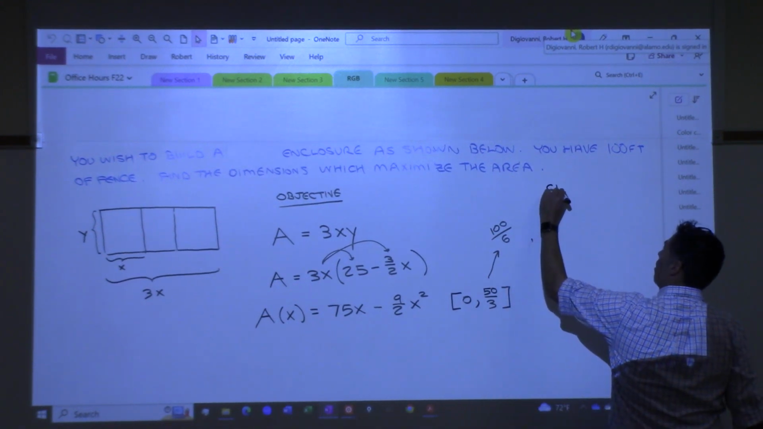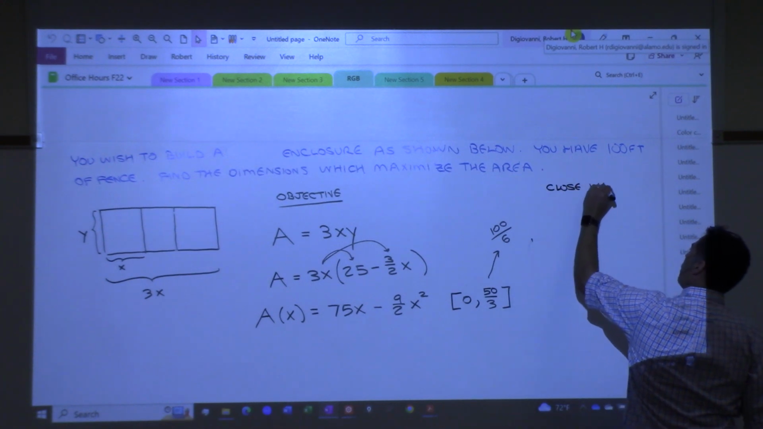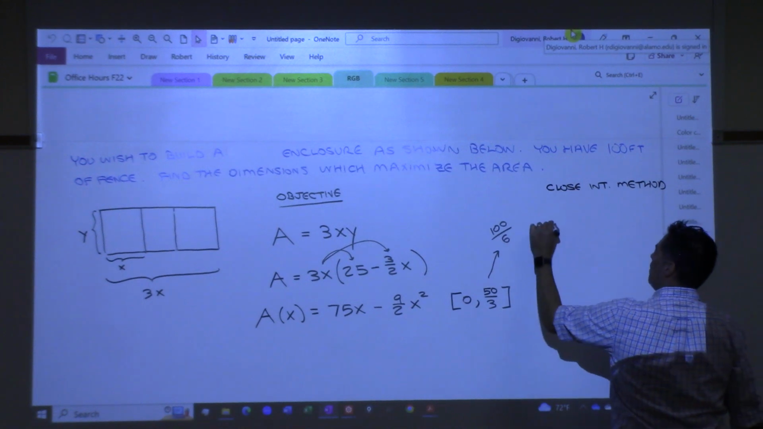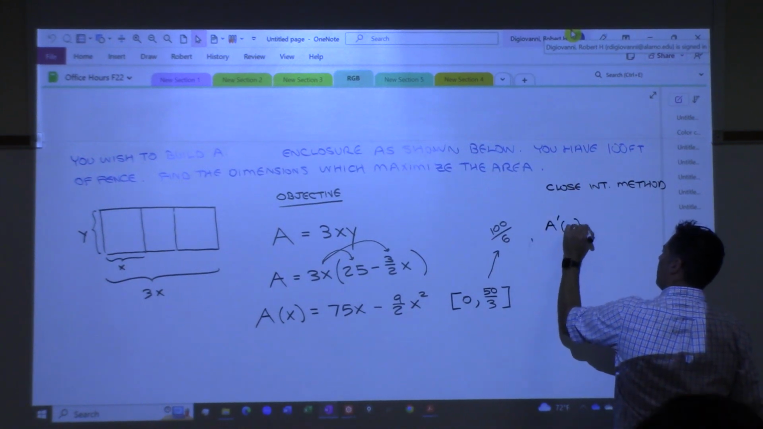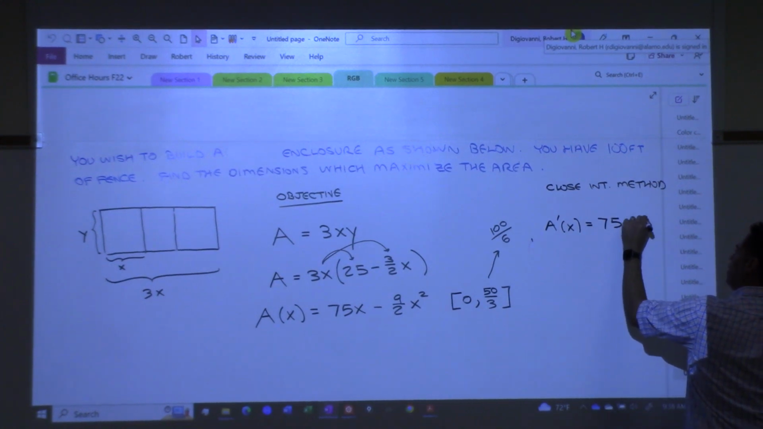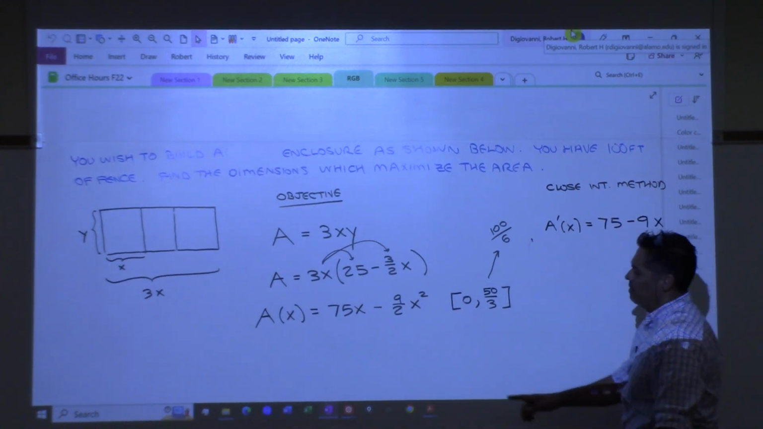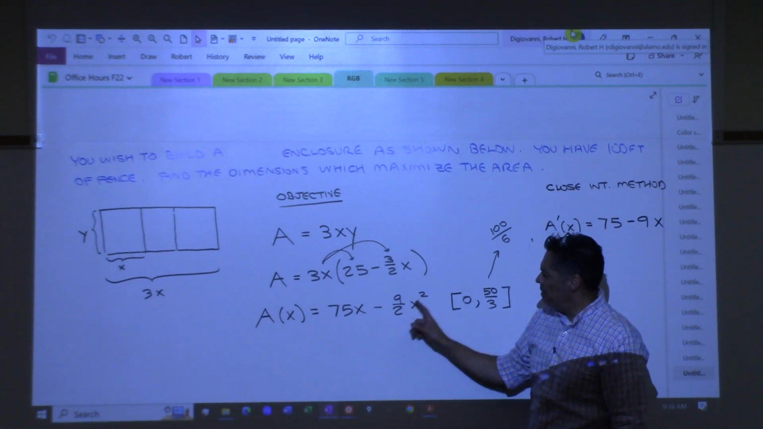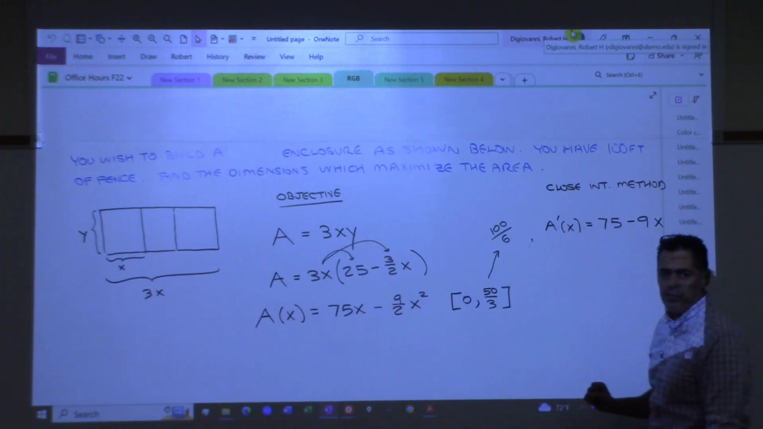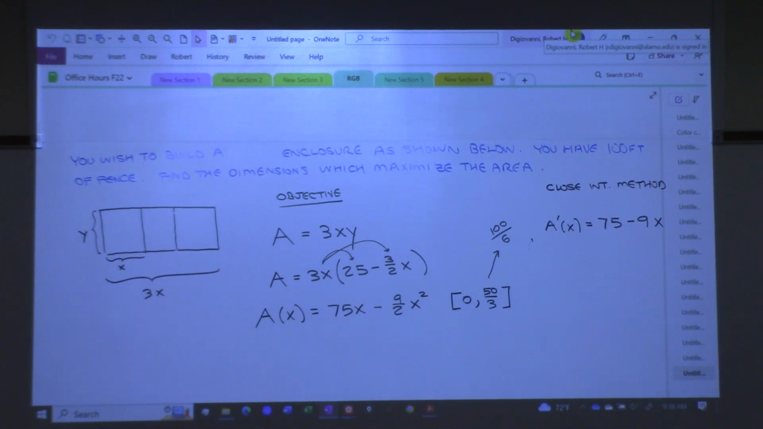So this is going to be the closed interval method. We're going to take the derivative. The derivative of this function is 75 minus 9x, right? Derivative of the 75, then here the 2 comes out and the 2 and the half cancel. You're left with the 9 that's in front, and then you have x.